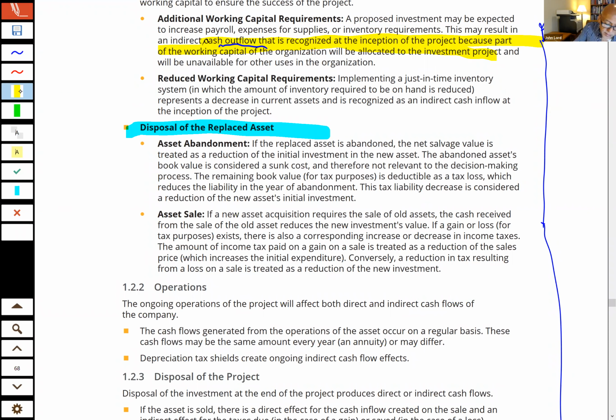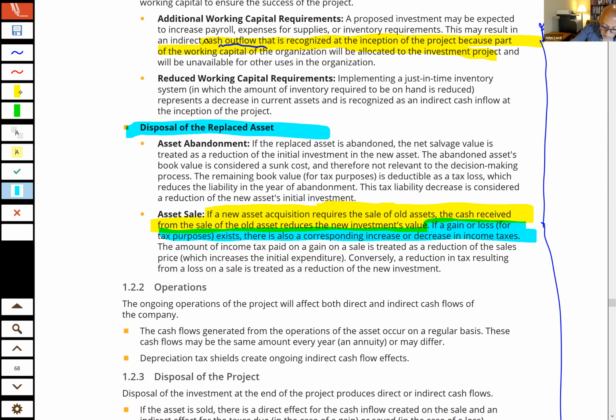Okay, if it's a loss, then we're going to have what? A tax benefit. So we sell it for more than book value, that's a gain. We're going to have to consider the tax considerations. We sell it for less than book value, that's a loss, and we'll have to consider the tax implications of that tax saving. So if the new asset requires the sale of an old asset, the cash from the sale of the old asset reduces the new investment's value. If there is a gain or loss for tax purposes, there will also be a corresponding increase or decrease in income taxes. And so you can go ahead and just remember that you need to consider the tax considerations.